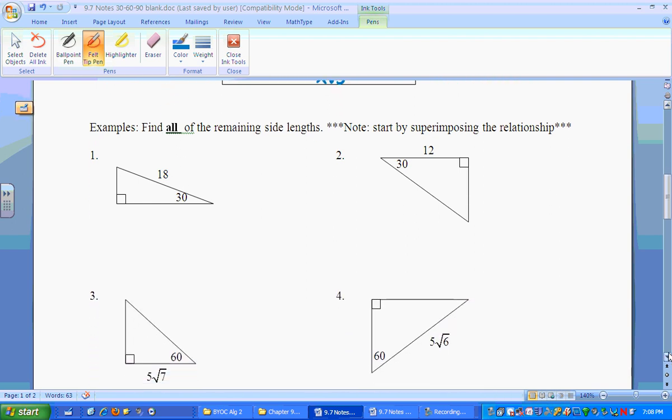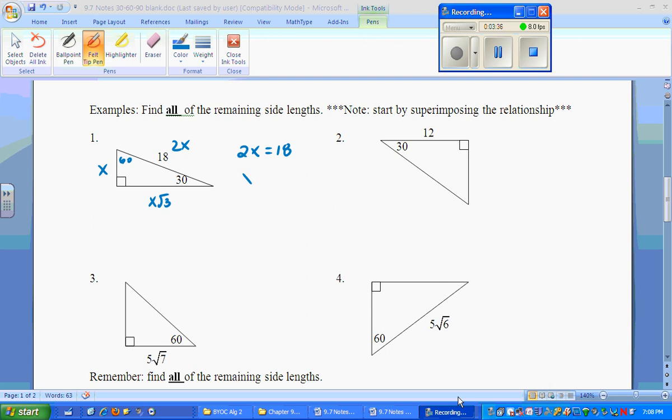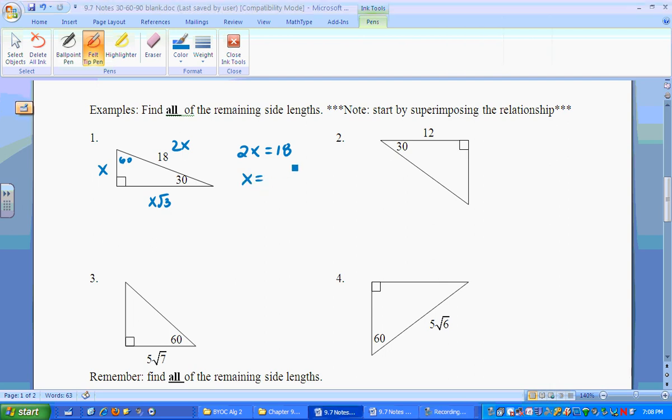So what do I mean? Example 1. Find all the missing side lengths. Note, start by superimposing the relationship. So we see this is a 30, 60, 90. So this is the x, this is the x root 3, this is the 2x. Well, which side do you have? Oh, you have the 18, which is the same as 2x. So we'll set 2x equal to 18. X ends up equaling 9. So that means this side over here is 9. This side over here, you plug in the 9 for x, 9 root 3. Done.